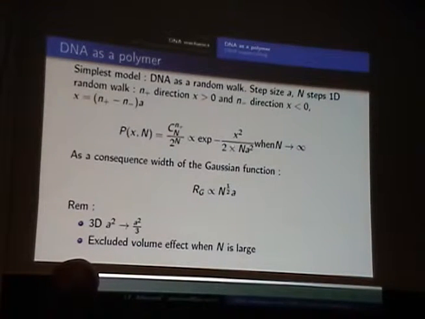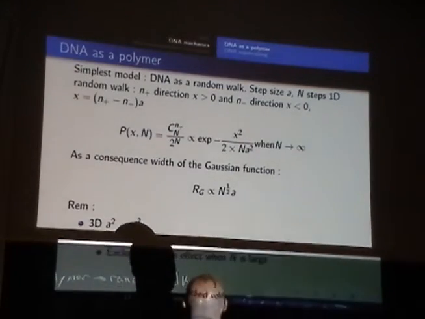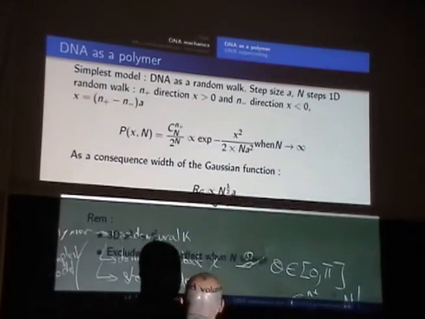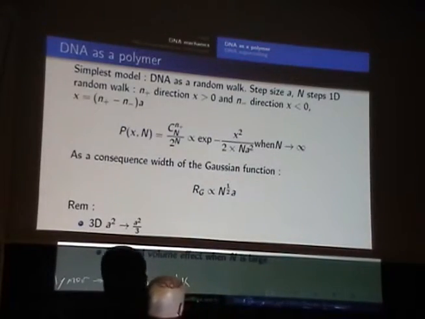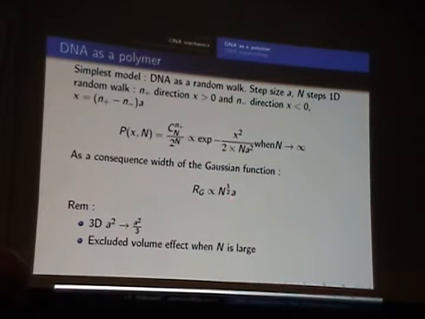So as a consequence, you have a typical distance, the radius of gyration, this is why it's written Rg, that goes like the square root of n. And so the only typical distance here is a, the step size, and so it counts as n to the power 1/2. So this is what you get when you do a random walk in one dimension. This is what you can find quite easily in standard books. This is in one dimension.